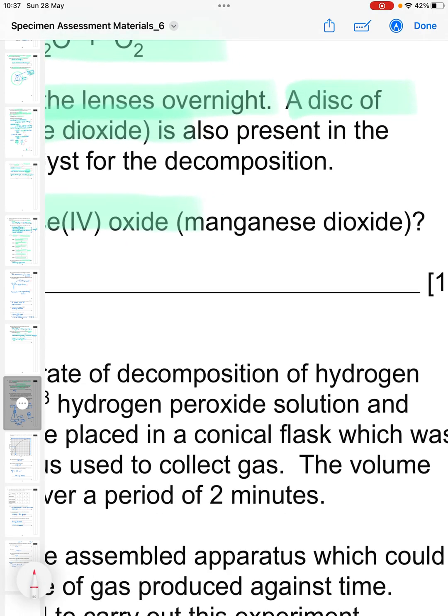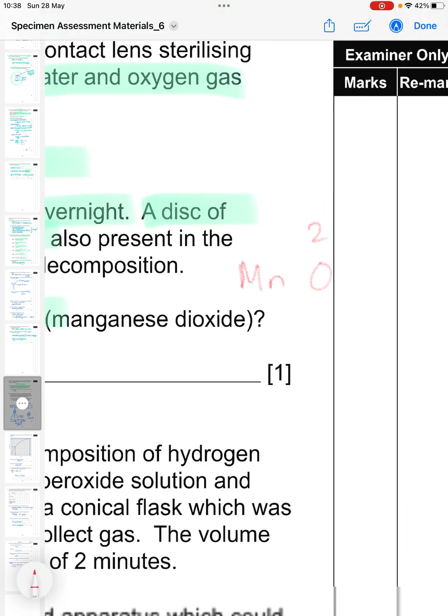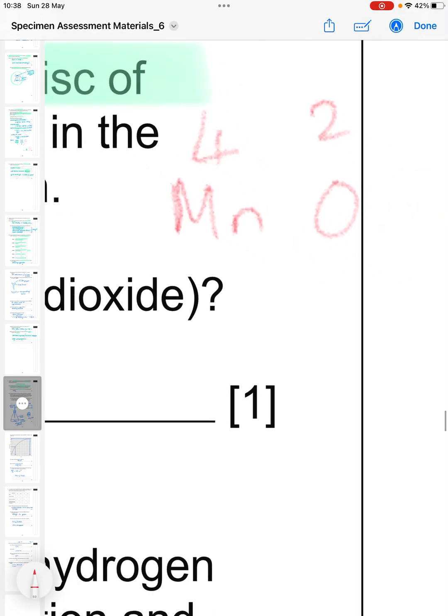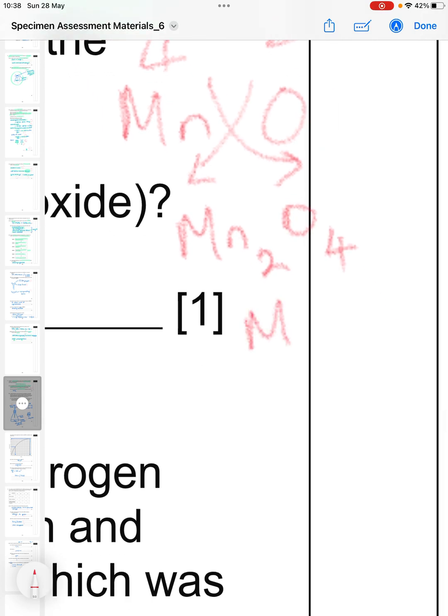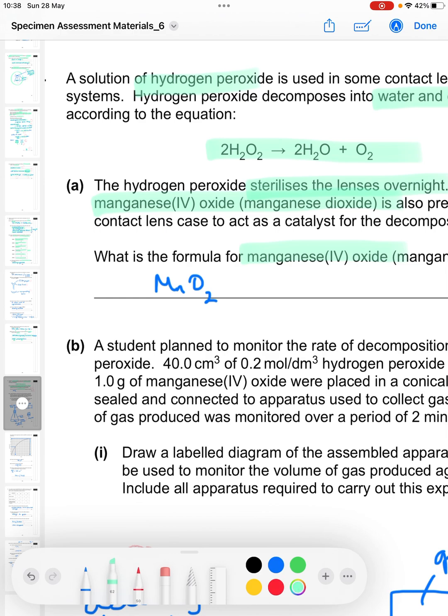So when I do a formula, I like to use just valency. So oxygen's group 2, its valency is 2. Manganese here tells you is 4. So I draw arrows like this and I swap the numbers over. So I get Mn2O4, and if we simplify that, then it's MnO2. And that is the formula, MnO2.